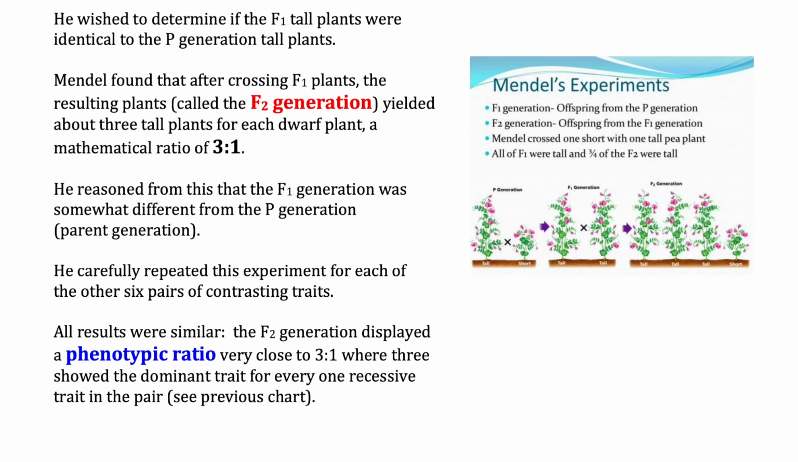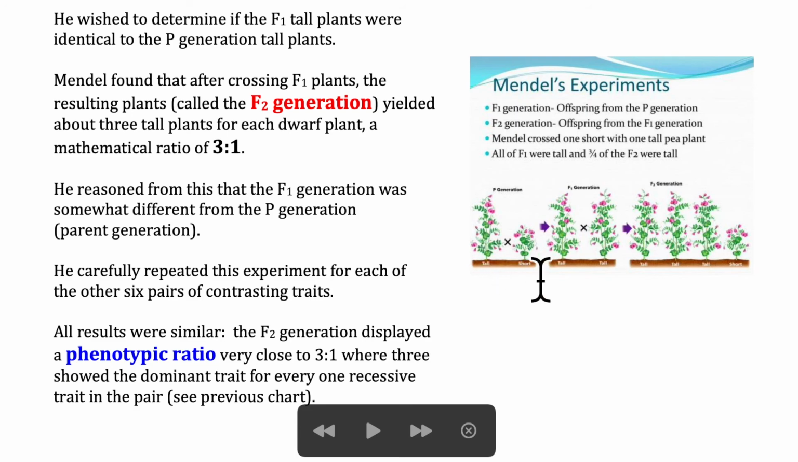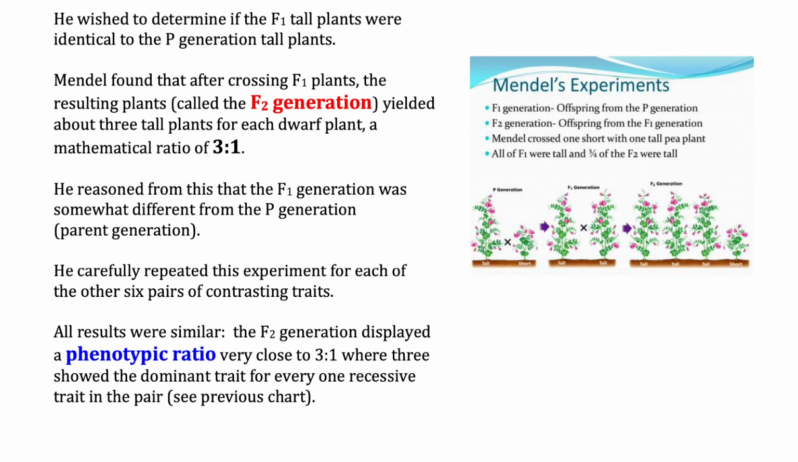Mendel's experiments: F1 generation, the offspring from the P generation. The F2 generation is the offspring from the F1 generation. Mendel crossed one short with one tall pea plant. All of the F1s were tall, and 3/4 of the F2 were tall. He reasoned from this that the F1 generation was somewhat different from the P generation. He carefully repeated this experiment for each of the other 6 pairs of contrasting traits.